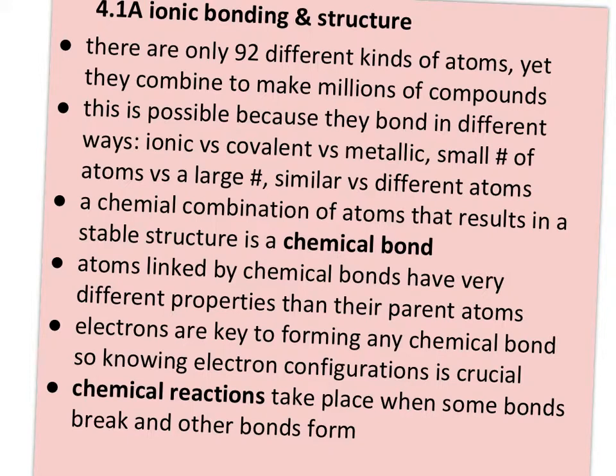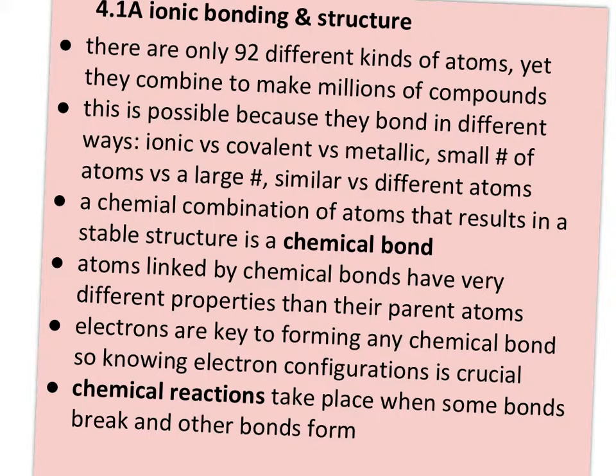Ionic, covalent, metallic, a small number of atoms versus a large number of atoms, similar atoms bonding with each other versus different atoms bonding together. So there's all these different combinations, and a chemical combination of atoms that results in a stable structure is called a chemical bond. And atoms linked by chemical bonds have very different properties than their parent atoms.